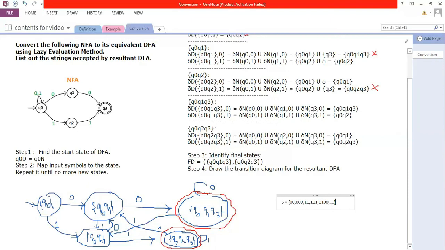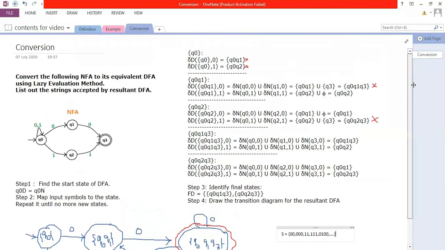I repeat it. So first step, we just start with the start state. Start state for DFA will be same as that of start state of NFA. No need to worry about it. Then start mapping with the start state and repeat the process until you find no more new states. So we started from Q0. We just wrote the transitions for Q0 with 0 and 1. Yes, we got two new states, Q0, Q1 and Q0, Q2.